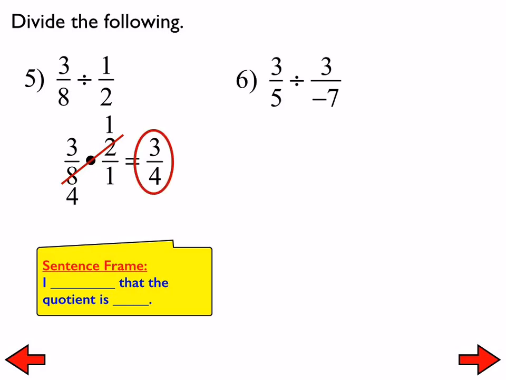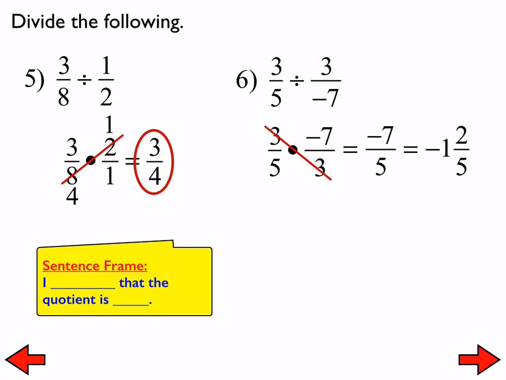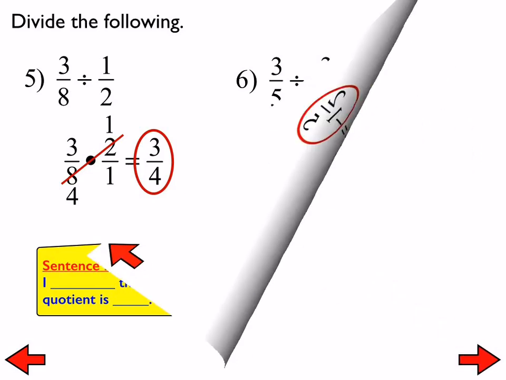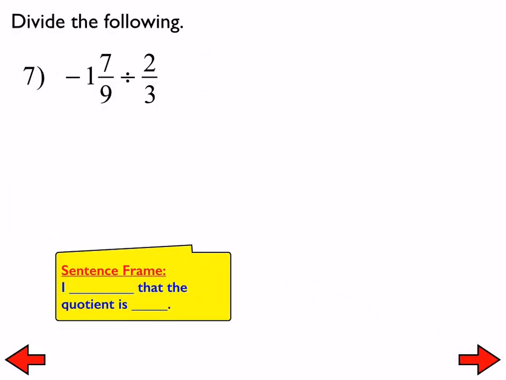Number 6, 3/5 divided by negative 3/7 is equivalent to 3/5 times negative 7/3. Cross divide or cross reduce if we can, and we can. Then we need to turn that back into a mixed number. So I concluded that the quotient is -1 2/5. Number 7. Need to do a little bit of converting to improper fractions here. So that turns into -16/9, and that becomes then as a multiplication problem times 3/2.